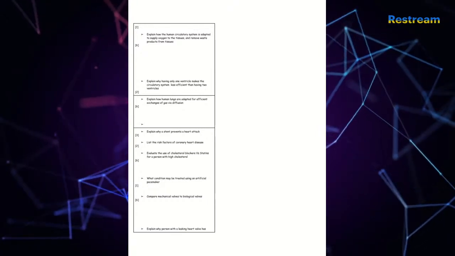Compare mechanical valves to biological valves. Again, this would be a similar type of question where you will be given some sort of information. Mechanical valves versus biological valves.